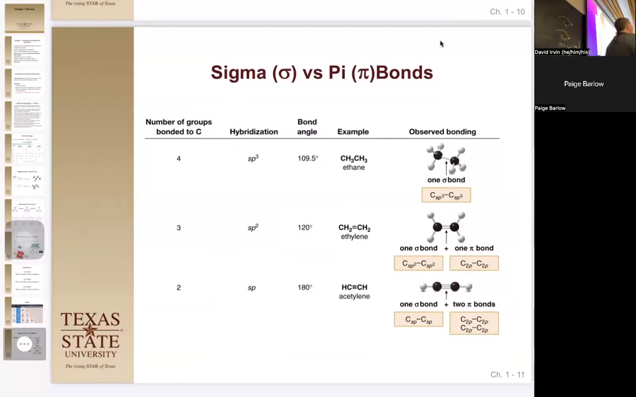Okay, so that is chapter 1. All your must knows in chapter 1. How many electrons are in a single pi bond?